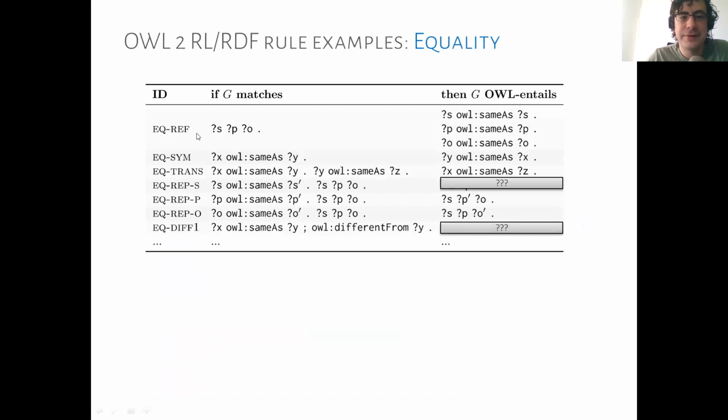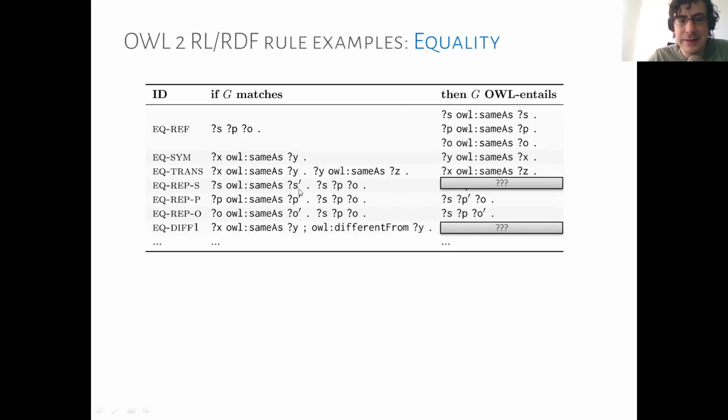Well, we have, first of all, some rules for equality. So for example, if we have S P O, then we can define that S is the same as S, and P is the same as P, and O is the same as O. You might see these annoying inferences in the lab that make it difficult to see what you're looking for, where everything is the same as itself. We have X same as Y, Y same as Z, transitivity: X same as Z.